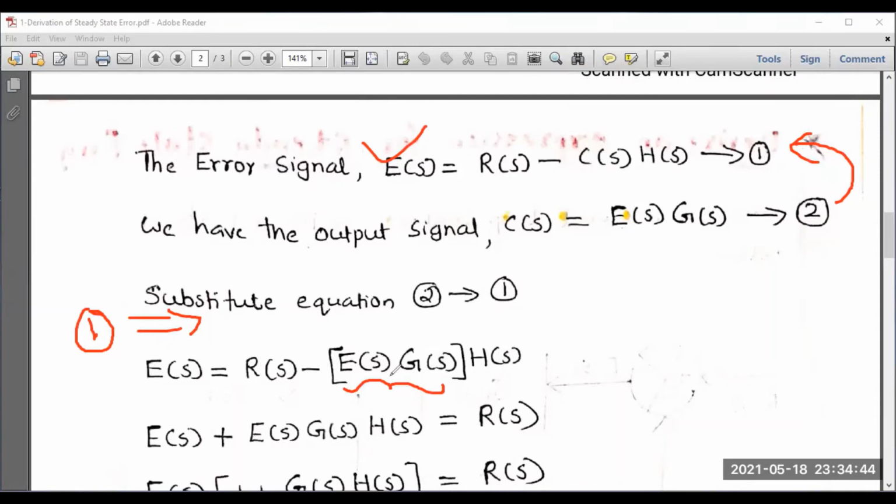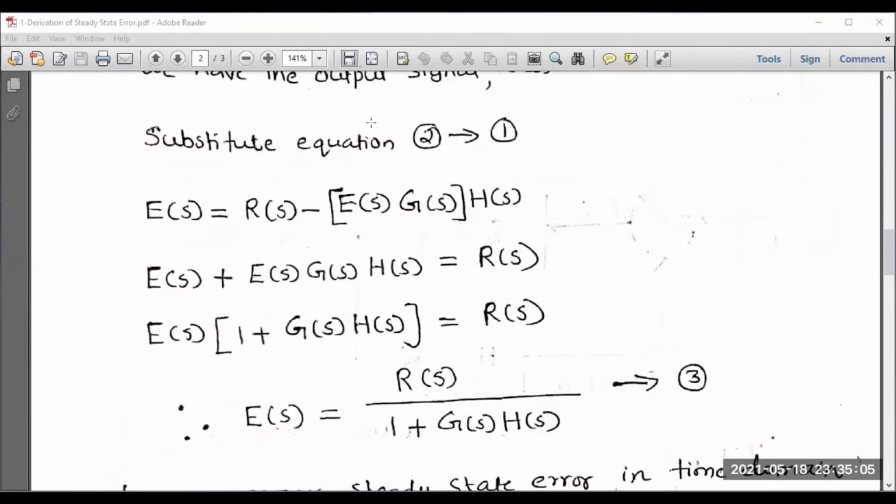So now what you are supposed to do? Take this whole term into the LHS. So the LHS can be modified as E of S plus E of S into G of S into H of S, that is equal to R of S. Now what modification can be done? Remember that E of S is a common factor here, so the common term can be taken outside. Let me take E of S as a common term. In spite of E of S, I can put 1. It is very clear. Then G of S into H of S will be remaining here. RHS, there is no change.